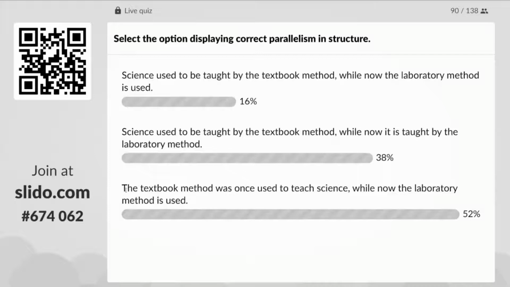Let's look at the third one. The textbook method was once used to teach science, while now the laboratory method is used. Was once used, now is used. Same structure. So both second and third are correct. I hope you are understanding where this is going, right? If there is any question, please do ask.